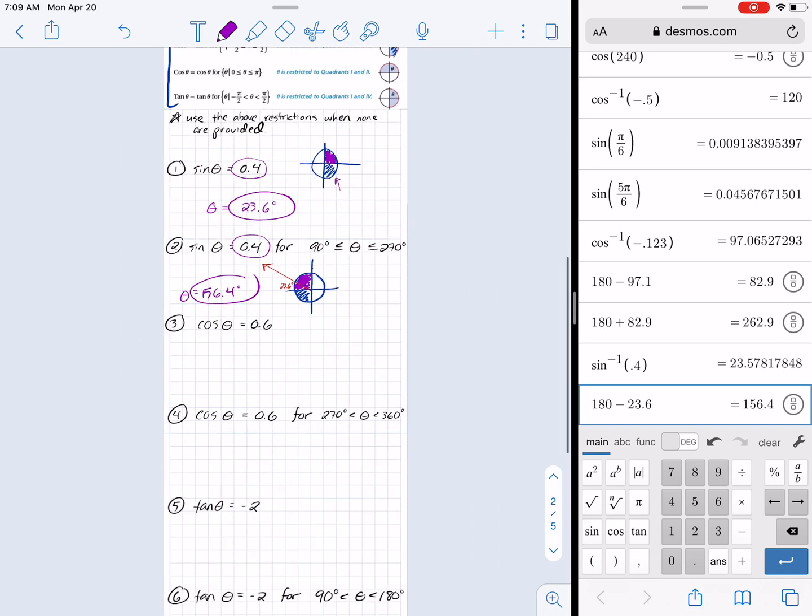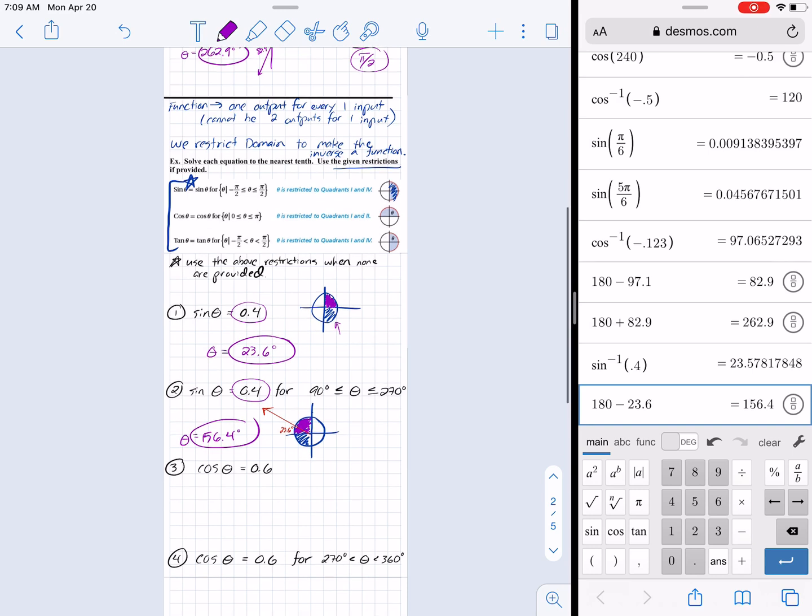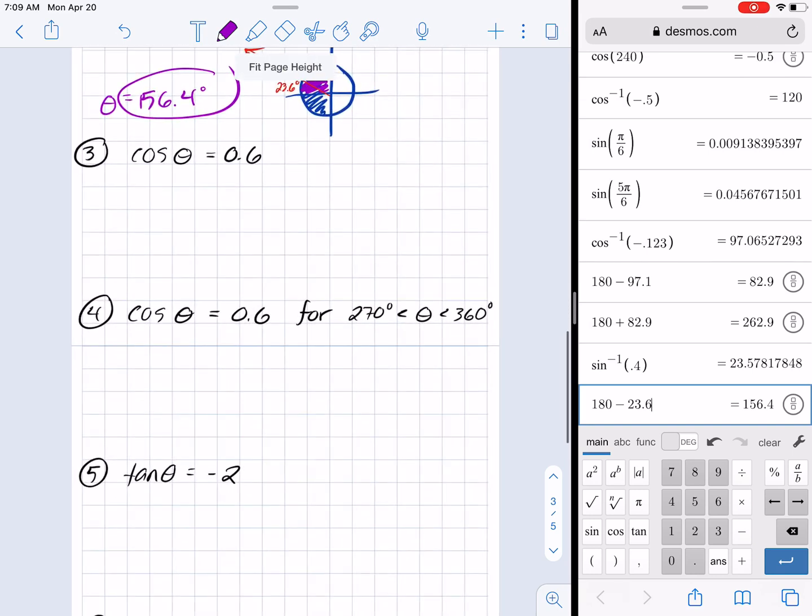Okay, so why don't you guys try that for numbers 3 through 6. Just keep in mind on numbers 3 and 5, when the restrictions aren't given, you're using the ones up above, okay? All right, go ahead. Put the answers up after you unpause.